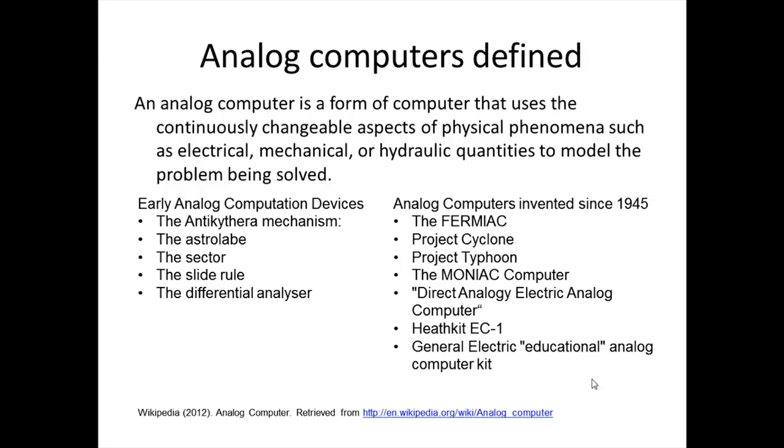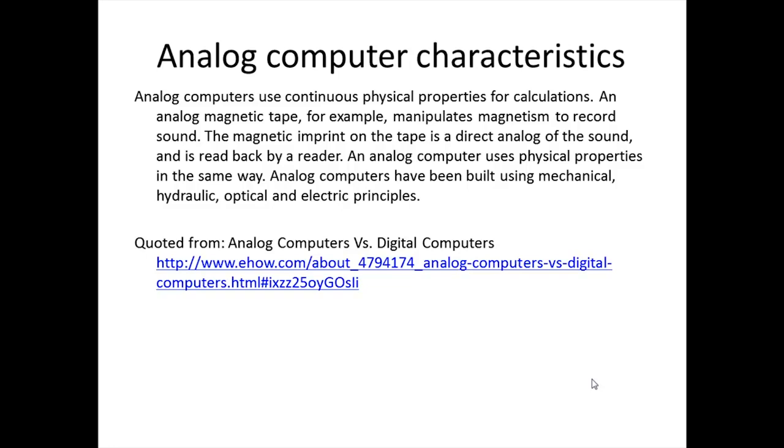Analog computers, so this is again a quote, use continuous physical properties for calculations. An analog magnetic tape, for example, manipulates magnetism to record sound. The magnetic imprint on the tape is a direct analog of the sound and is read back by a reader. An analog computer uses physical properties in the same way. Analog computers have been built using mechanical, hydraulic, optical, and electrical principles.